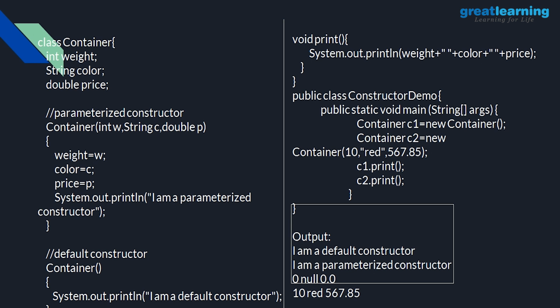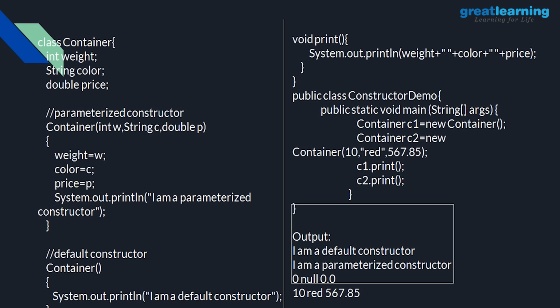We set the data members with the help of these parameters. Then we print "I am a parameterized constructor". Then there is a default constructor which we have defined, wherein there are no arguments to the container constructor. So it says "I am a default constructor". There is also a method defined to print all of these data members.